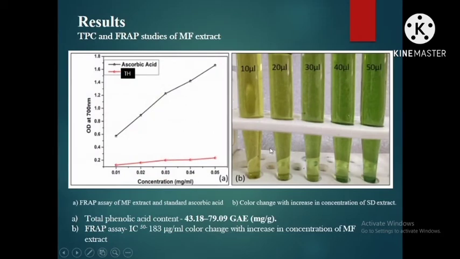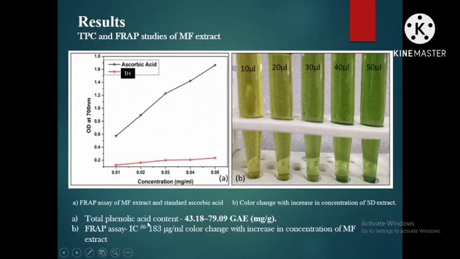Coming to the results of my experiments, in this picture you can see the antioxidant activity of the plant extract. Here ascorbic acid was used as a standard. In the graph you can see that with the increase in the concentration of plant extract, the antioxidant activity was also found to be increasing. Correspondingly, the absorption of the plant extract being tested for antioxidant activity also increased. The color gets intensified with the increase in the plant extract concentration.